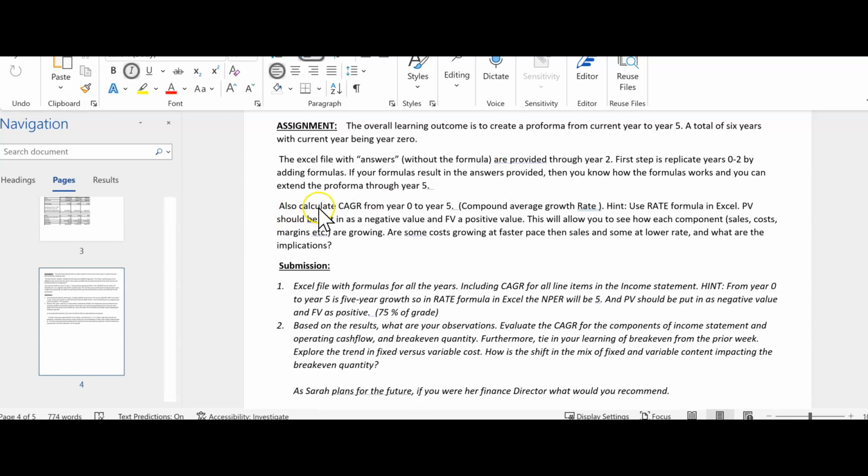You're also going to apply what's called the concept of compound average cost growth rate. What is the growth rate for each of the components, from year 0 to year 5? Again, you're going to use the rate formula in Excel. Make sure you put the present value, which is the year 0, as a negative number, and the future value will be positive.